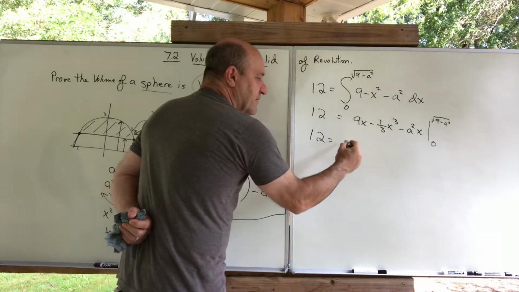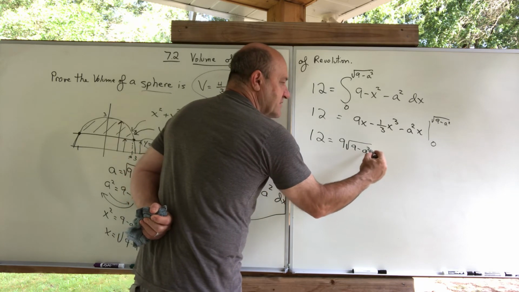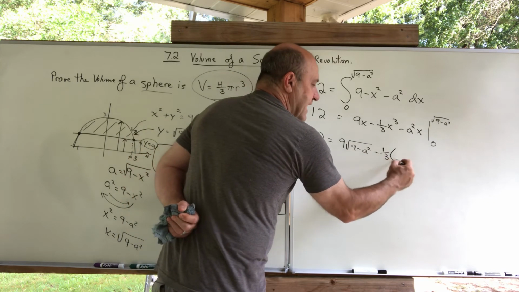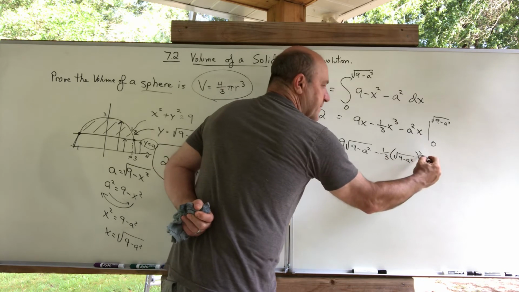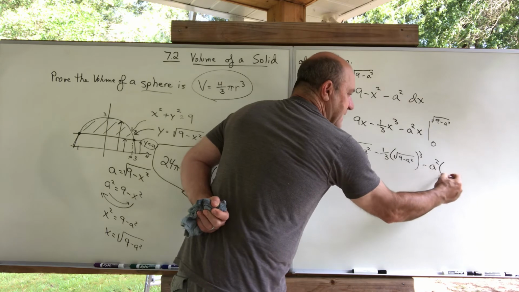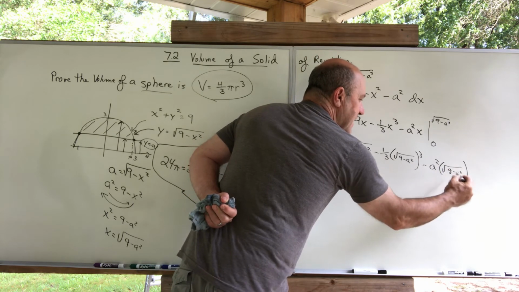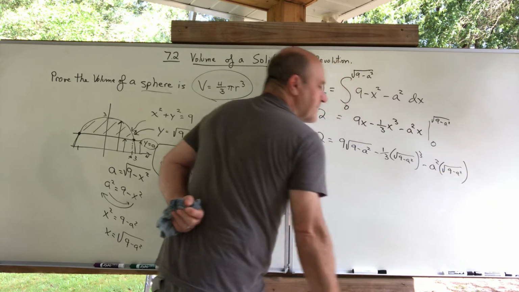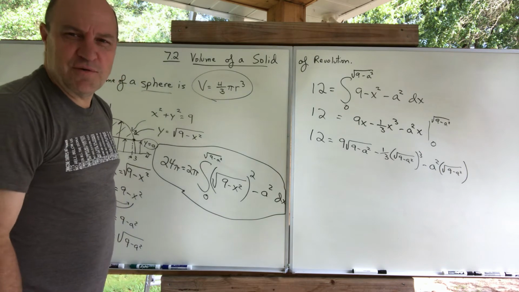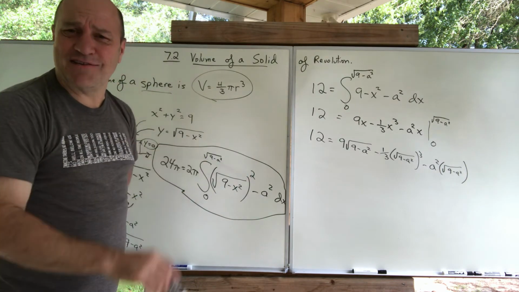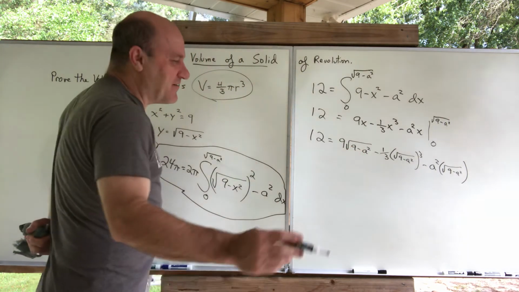Here we go. This turns into a hell of an algebra problem. I got this square root of 9 minus a squared, minus 1/3 times this square root of 9 minus a squared cubed, minus a squared times this square root of 9 minus a squared. Man, I'm doing good. We're doing good. The only mistake I made, I should have used a 9 with an a squared. I should have used a different radius. That's okay. This is fun.